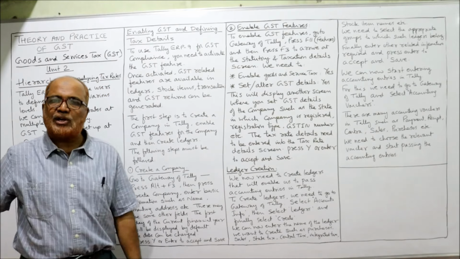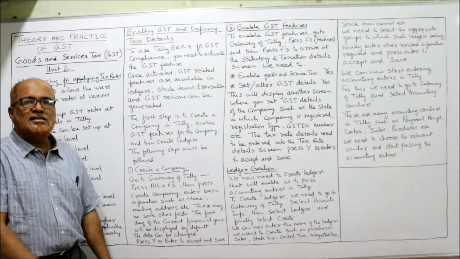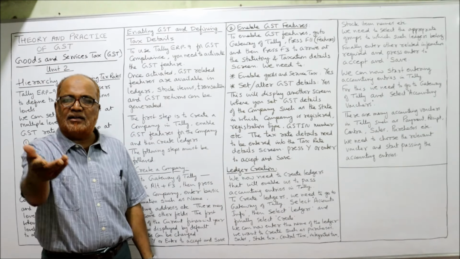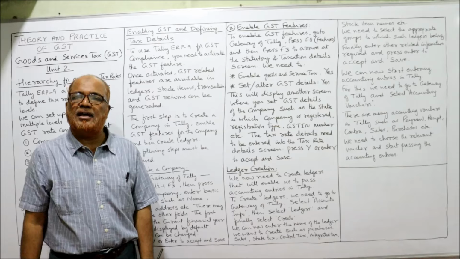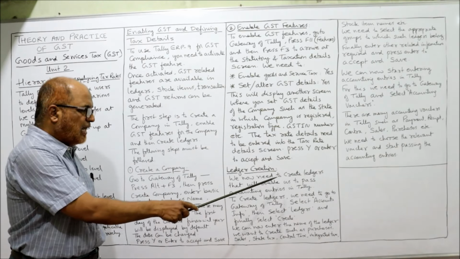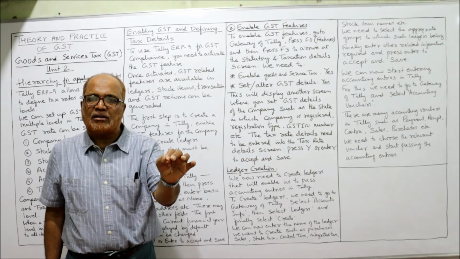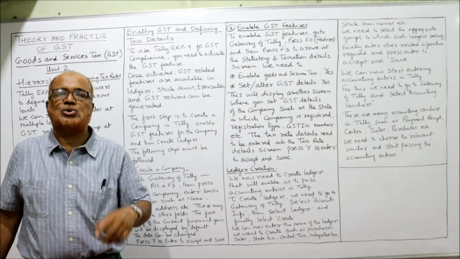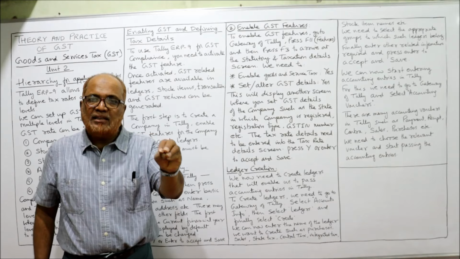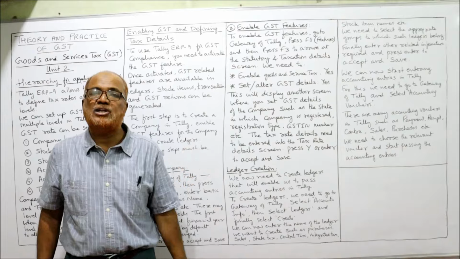Now next is ledger creation. So first you have created the company. Secondly, you have enabled the GST feature. And thirdly, you have to create the ledgers. So here we now need to create ledgers that will enable us to pass accounting entries. Without having the ledger, without having the accounts, how can you give the transactions? So before entering the accounting entries, you must have the ledger accounts.